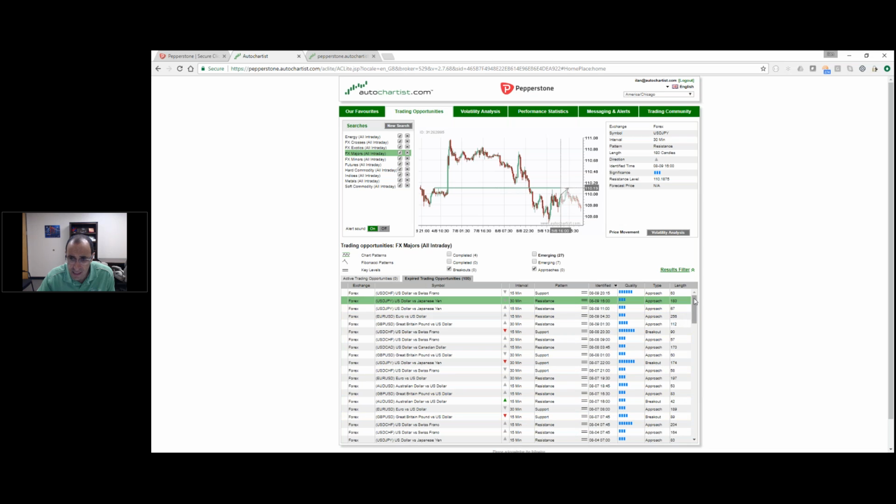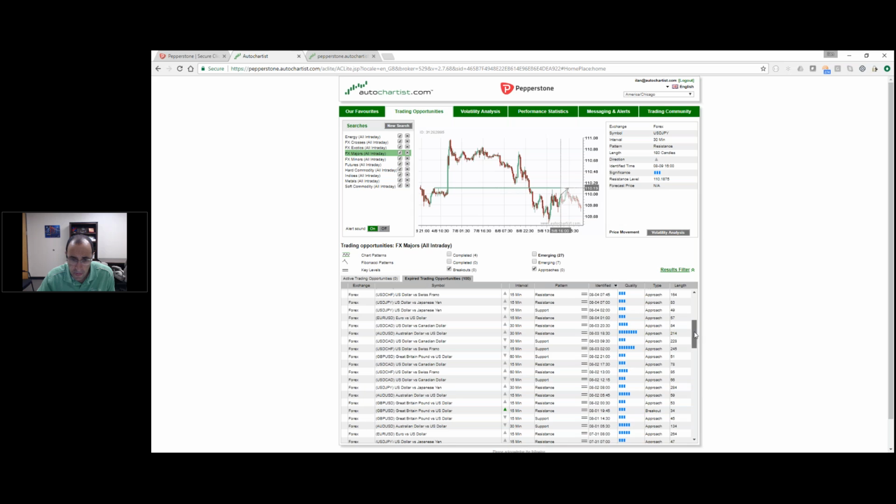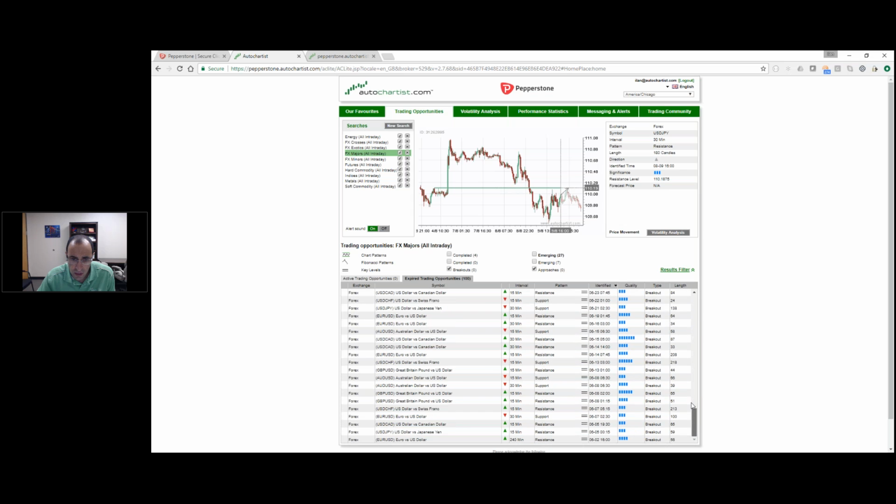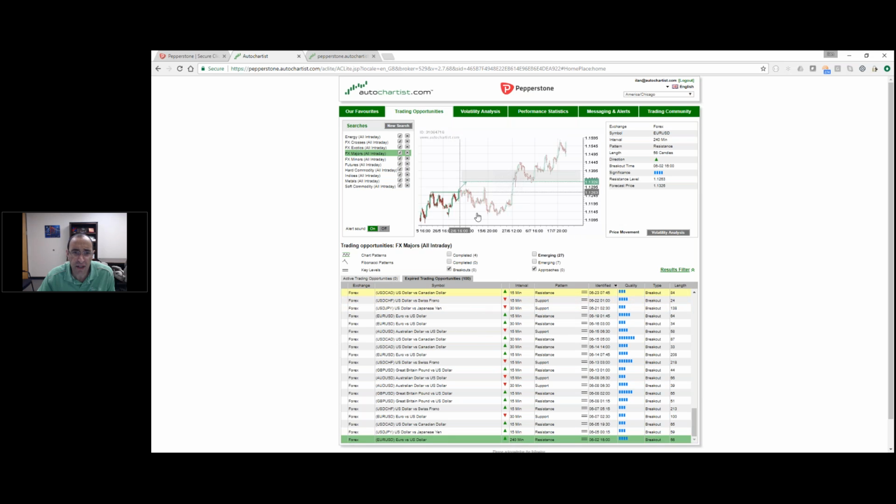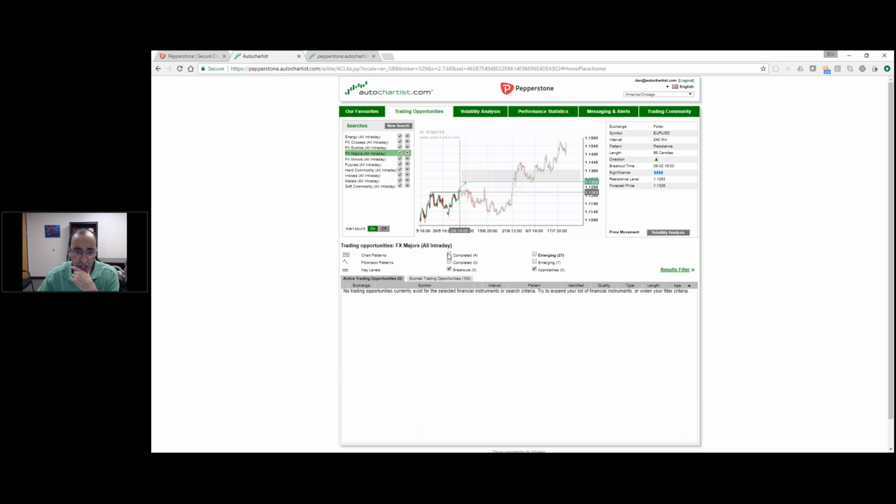Let's try and find something slightly older term. Let's see if we can find something older. There's something down here. Euro USD hourly. Okay, so we forecast it up to that level, 113.26. Looks like it went down a little bit and then straight through that level and up even higher. So that was a pretty good result. You would have had to wait a day or two in order to take the profit on that opportunity. Okay, back to the active trading opportunities.